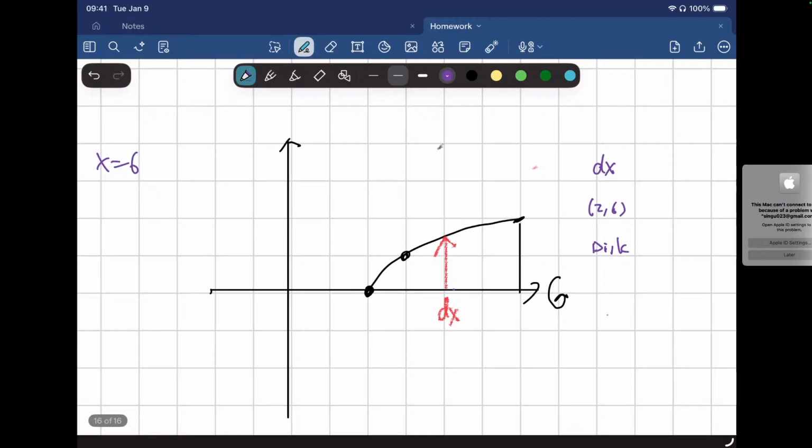Then you say, okay, a disc has a big R. What is the big R here? Square root of x minus 2. Does that make sense for everybody? So that's going to be the integral. Don't forget pi, 2 to 6, and square root of x minus 2. And don't forget the parentheses, don't forget the square, don't forget dx. And that's it.